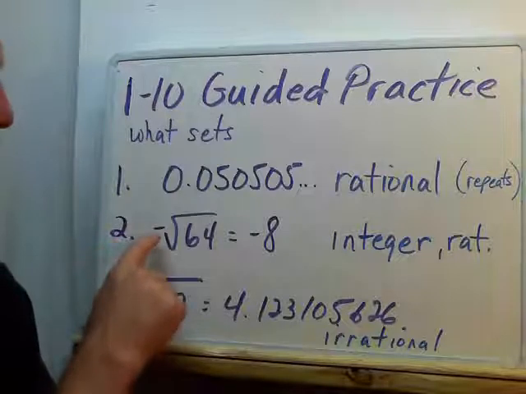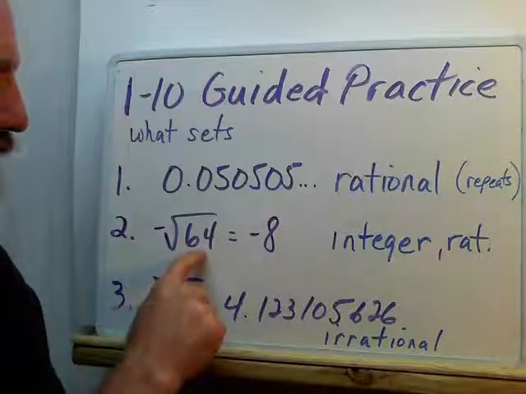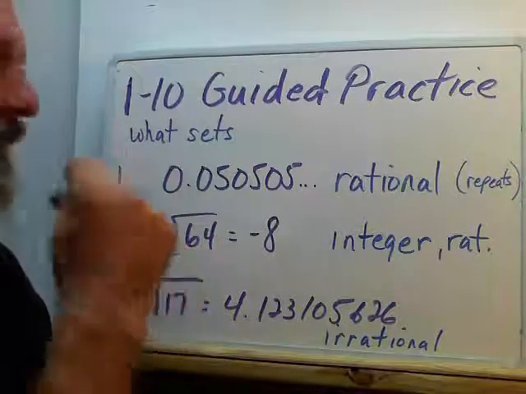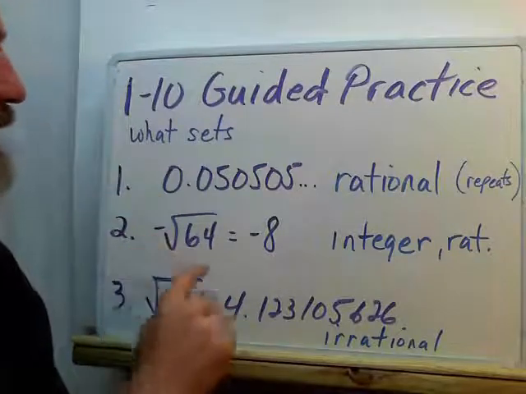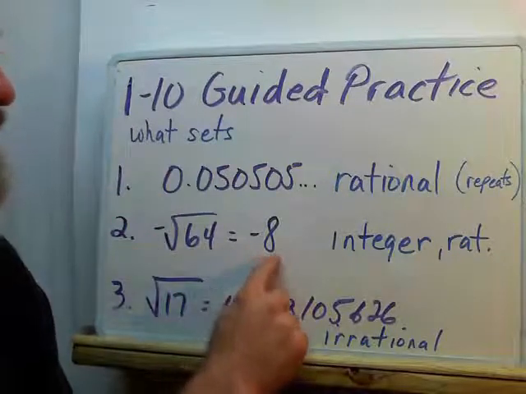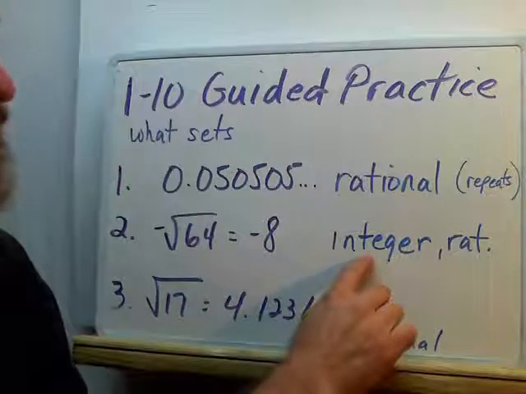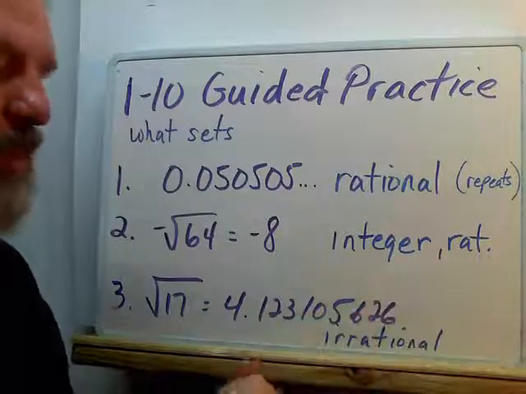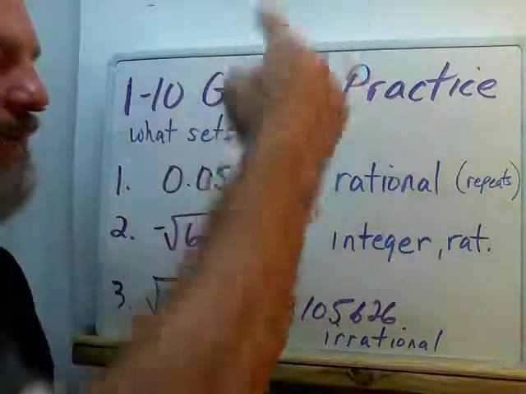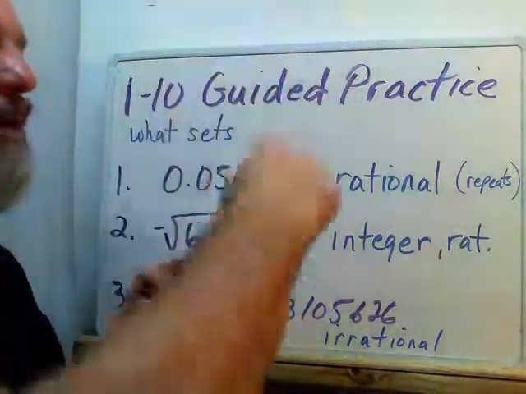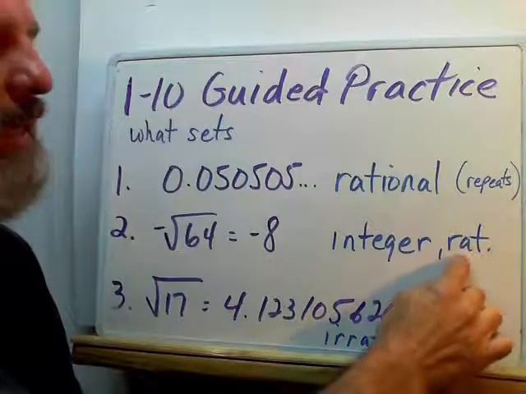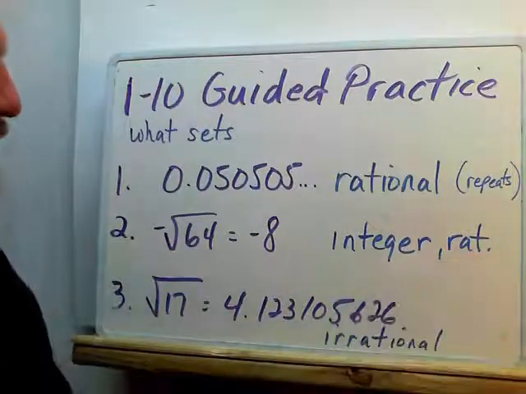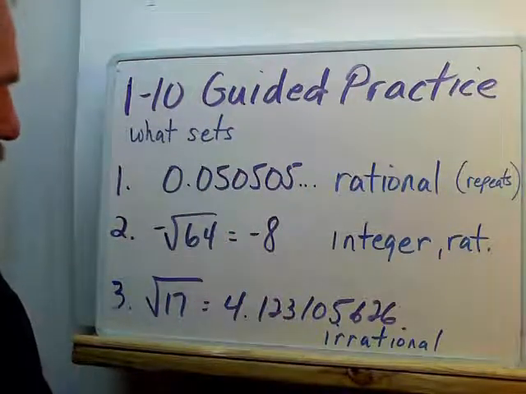Number 2, we have the negative square root of 64. Well, the square root of 64, we all know in our heads, is 8, so the negative square root of that would be negative 8. And negative 8 is an integer, and it is also rational. Remember, going out of the Venn diagram, everything going up and out applies as well. So don't forget about rational there. We could write that as a fraction, is another way to think about it.